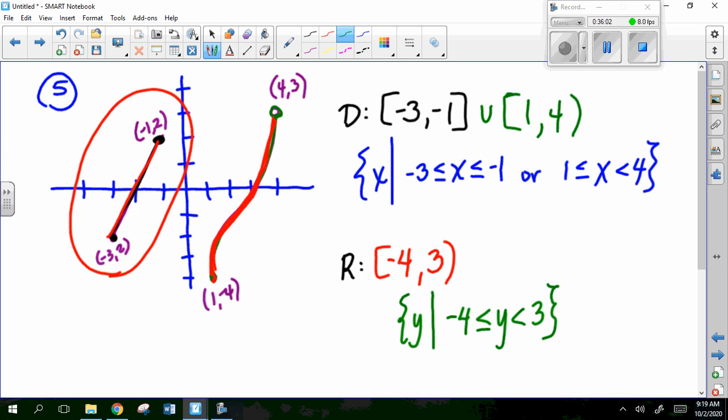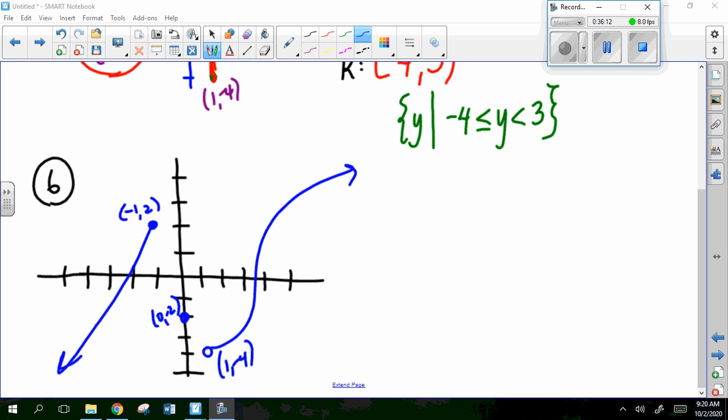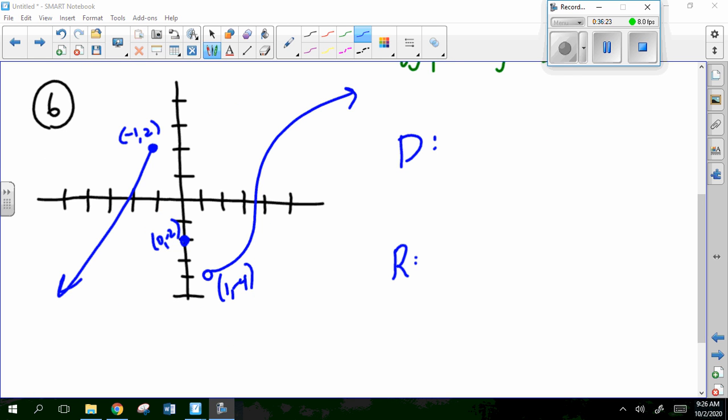All right, I'm going to draw one more graph and give you a few minutes to try it completely on your own before we take a break. Here's my graph, and I want you to see if you can figure out the domain and range.